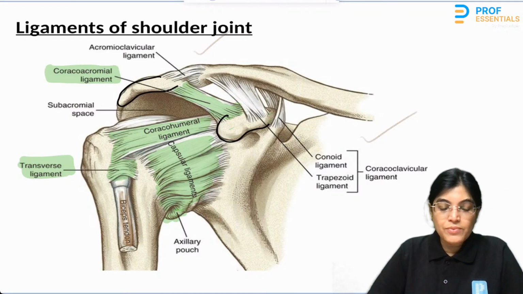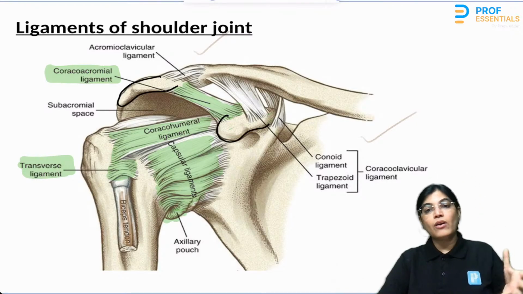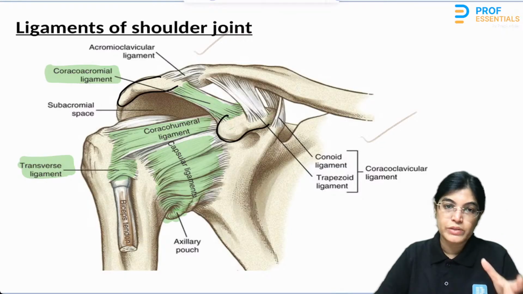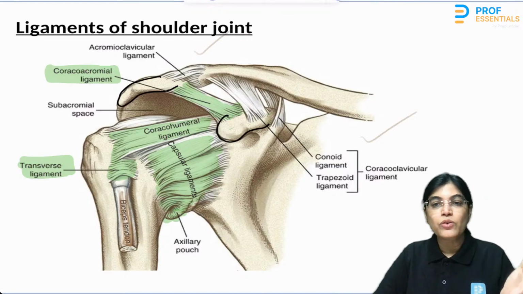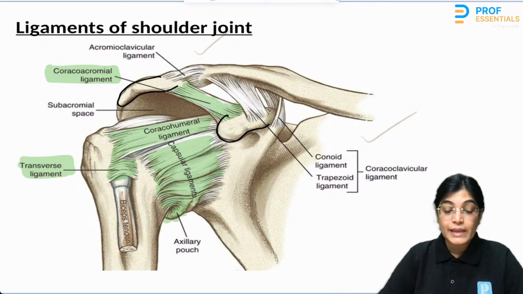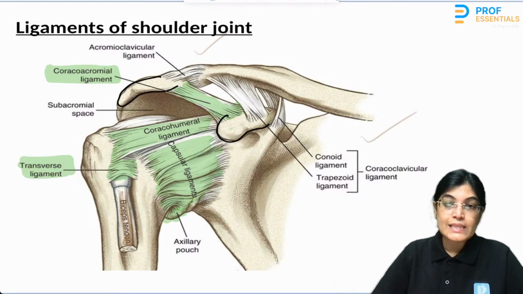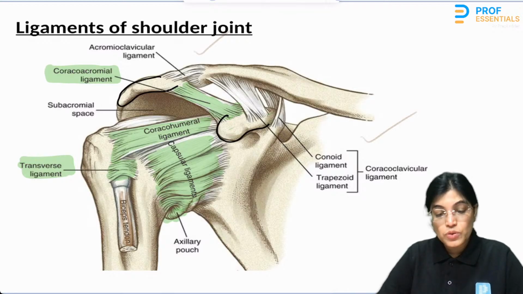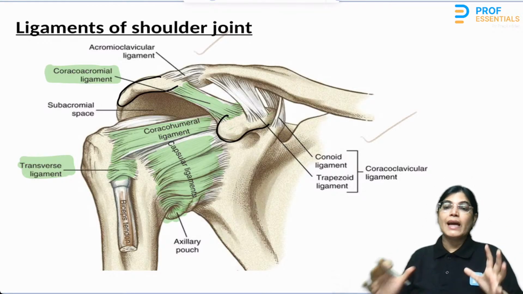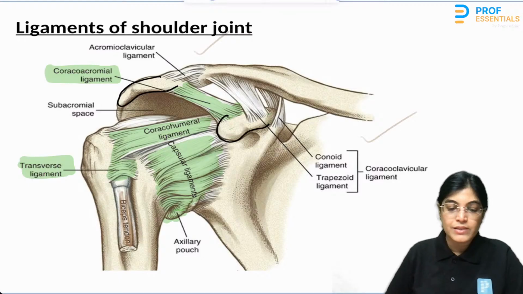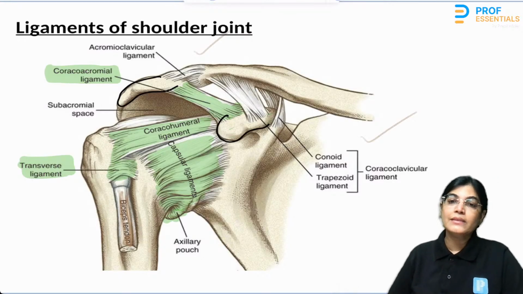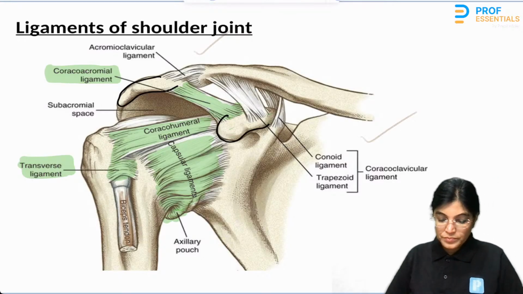Now, if I talk about the fibrous capsule, the glenohumeral ligament is actually a thickening of the fibrous capsule of the shoulder joint. We have got three glenohumeral ligaments: superior, middle, and inferior. They are very important for increasing the stability of the shoulder joint. It is the primary support for the shoulder joint, acting as a static stabilizer connecting the humerus and the glenoid fossa.